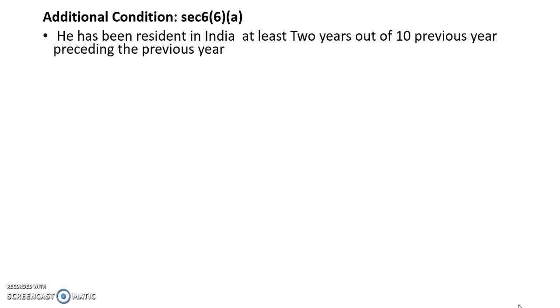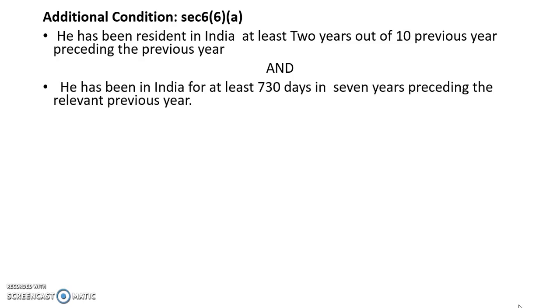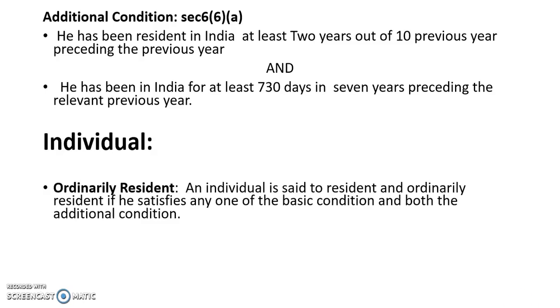Now let us go for the additional conditions. As I told you, they are given under section 6 subsection 6a. What are those two additional conditions? First, he has to be in India for a period of 2 years out of 10 previous years preceding the previous year. Second, he has to be in India for a period of 730 days in 7 years preceding the previous year. So these are the two additional conditions. Now we'll go for the determination of residential status based on these conditions.